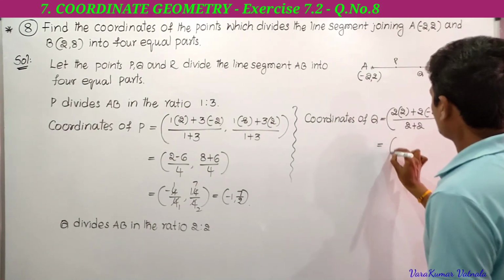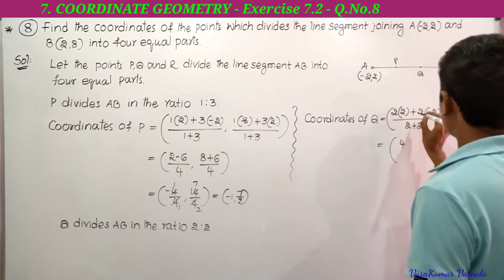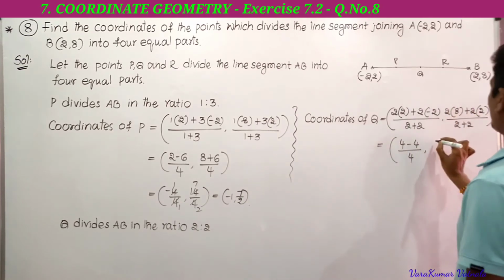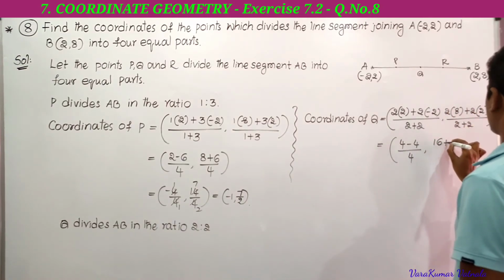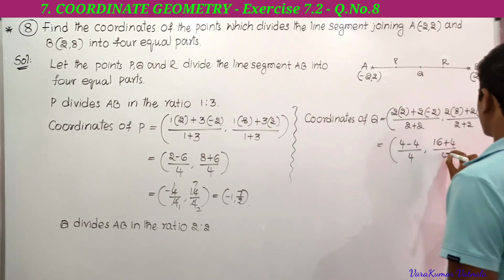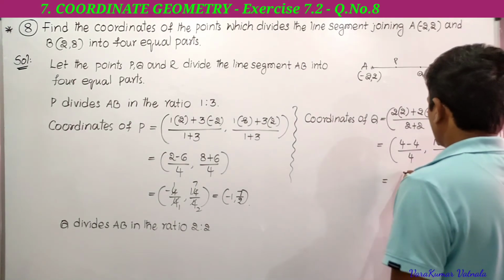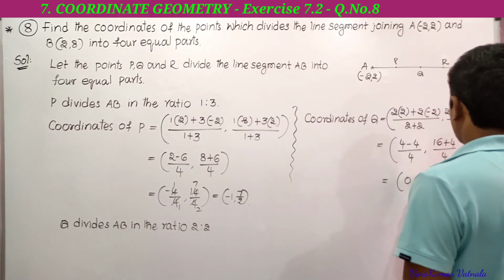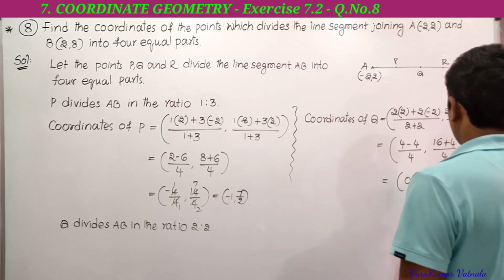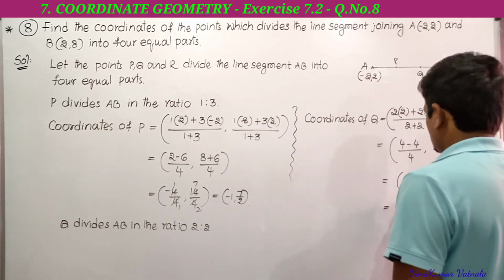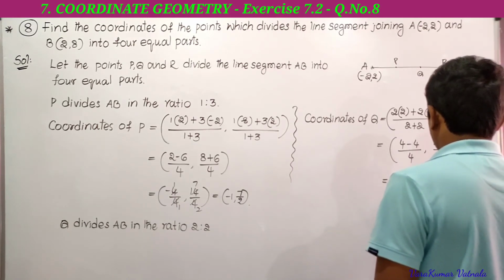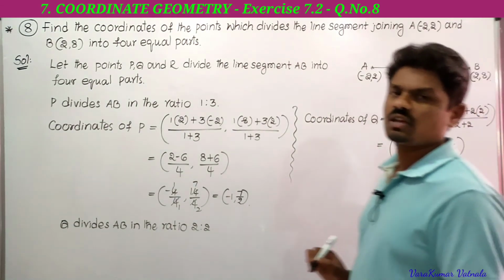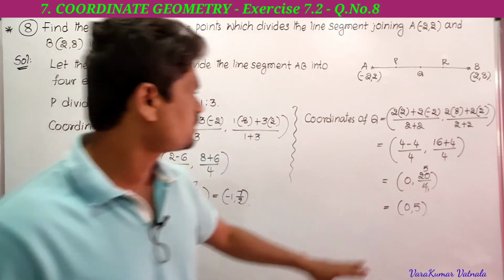So just we have to simplify. 2 into 2 is 4, 2 into minus 2 is minus 4, by 2 plus 2 is 4. 2 into 8 is 16, 2 into 2 is 4, by 2 plus 2 is again 4. So 4 minus 4 is 0, 0 by 4 is 0. 16 plus 4 is 20 by 4. So we can cancel by 4, 4 ones and 4 fives. We get 0 comma 5. So these are the coordinates of Q. Coordinates of P are minus 1 comma 7 by 2 and the coordinates of Q are 0 comma 5.